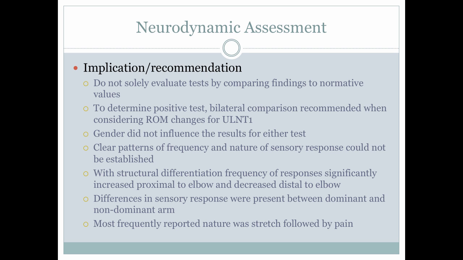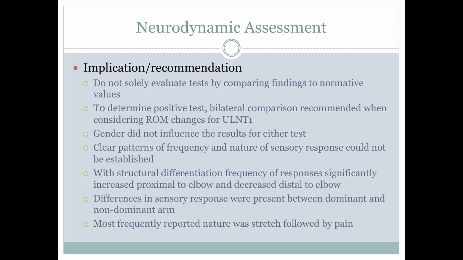Sensory response was reported more frequently with the upper limb neurodynamic test 2A as compared to 1. During test 1, other structures such as muscle could cause a response that is not neurogenic in nature. And again, that just goes back to that concept that we are stressing a lot of different tissues, including non-neural tissues when we perform the test, especially test 1 as compared to test 2A. With structural differentiation, frequency of responses significantly increased proximal to the elbow and decreased distal to the elbow. And I think we'll find out why when we talk a little bit about the treatment, and especially when it comes to median nerve in the next discussion.